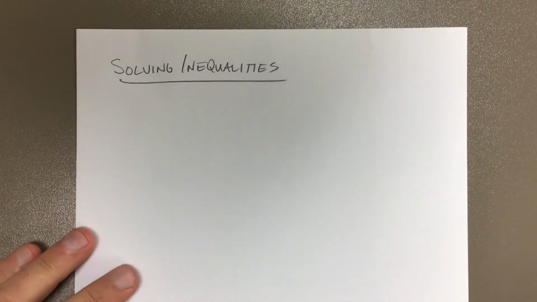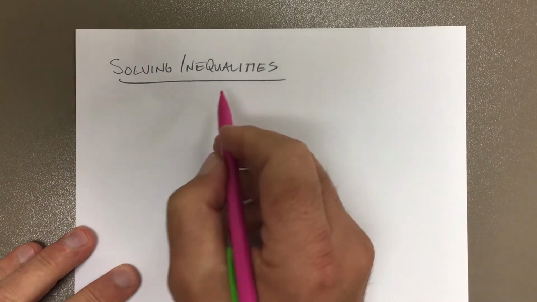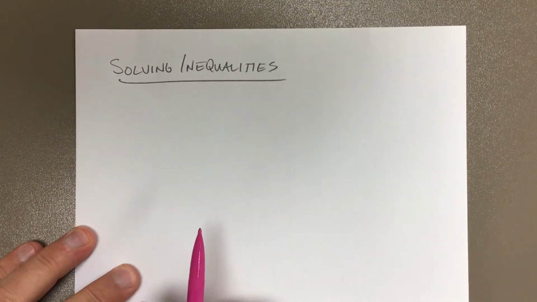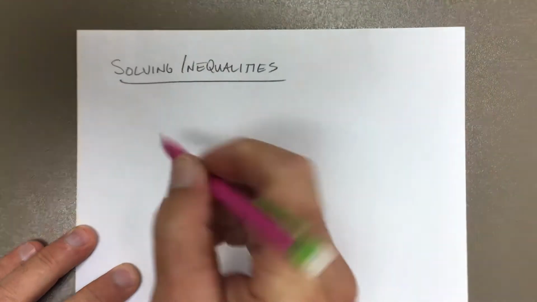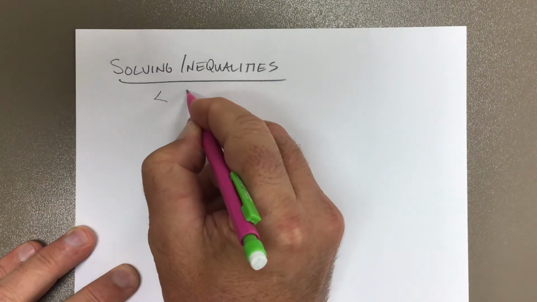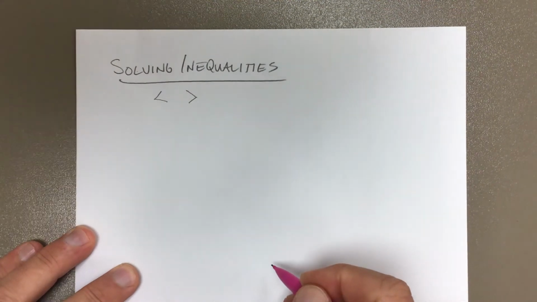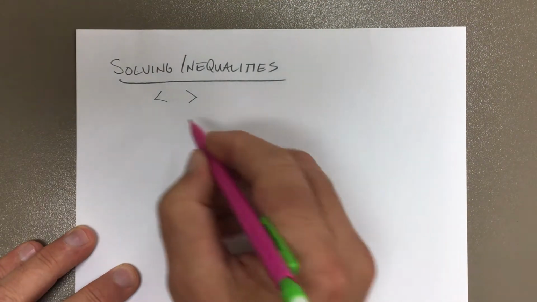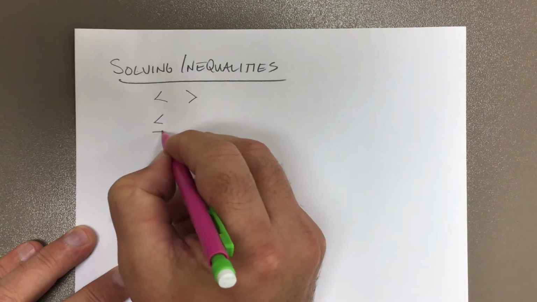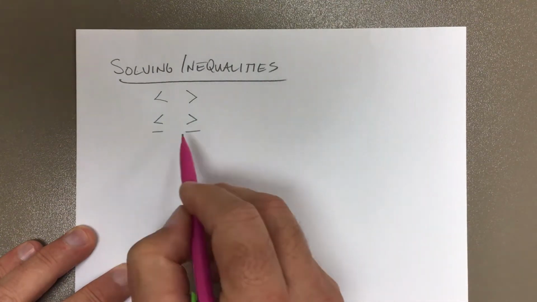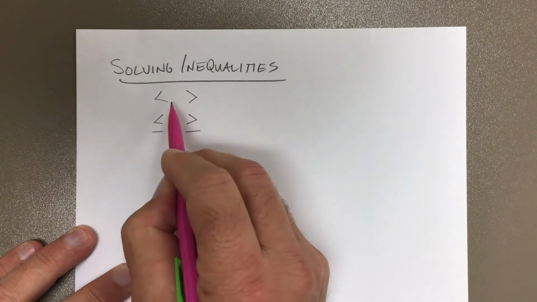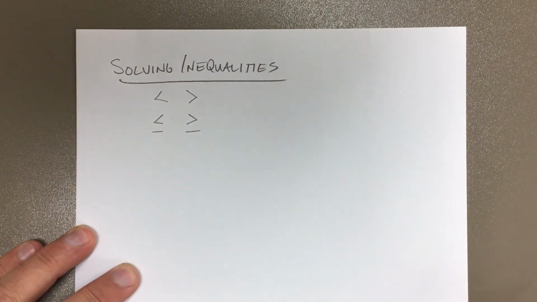All right, solving inequalities. Inequalities means that they're not equal, so we're not going to use the equal sign. What we use is the special little symbols that look like that: less than, greater than. The other ones that we could possibly use are less than or equal to, or greater than or equal to. All right, so these four different symbols are what we're going to get into today.